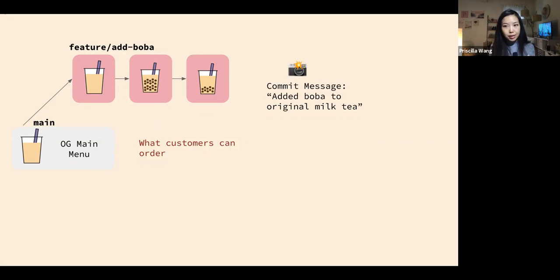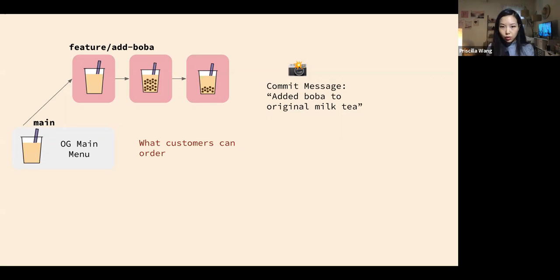And a commit message and a commit essentially is a snapshot. So it takes a picture of what you did. And this is really important to write a message because let's say the second day you come back and you don't remember why exactly you did what you did. It's so important for you to have that commit message so that when you forget, you can go back to it and say, oh, okay, yeah, I did this because I wanted to add boba.